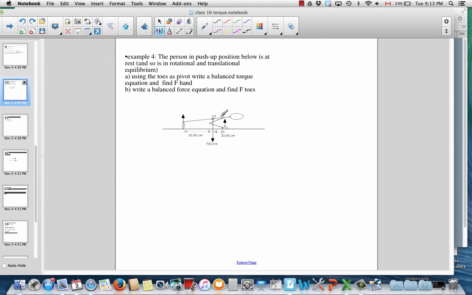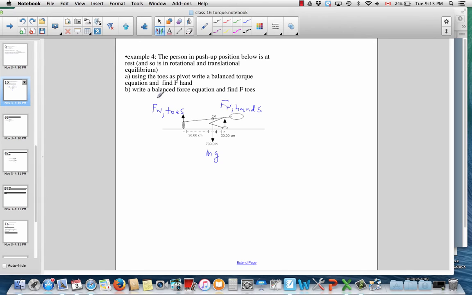Okay, so here, let's analyze that problem. And here we have the person in push-up position. And so in push-up position, the forces on them will be their weight, mg, and we see that's given as 700 newtons. Then the floor is going to be pushing up on their toes. That's a normal force, if you like, of the ground underneath pushing up on the toes. And then this is another normal force, the ground pushing up on their hands.